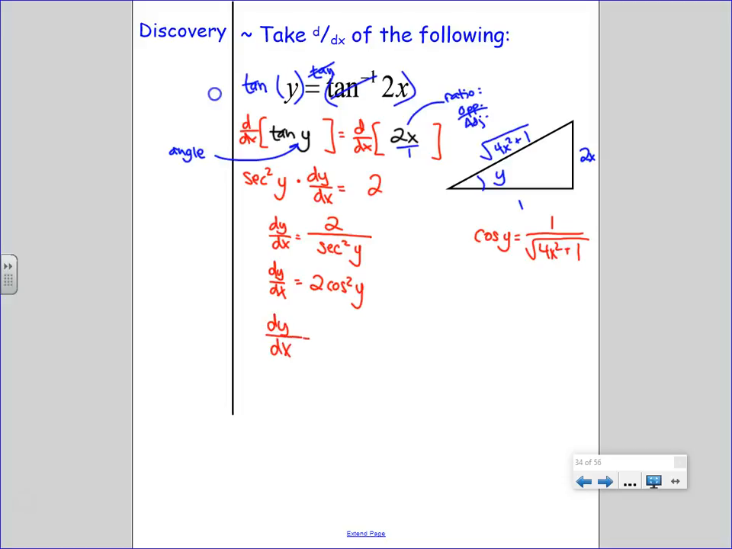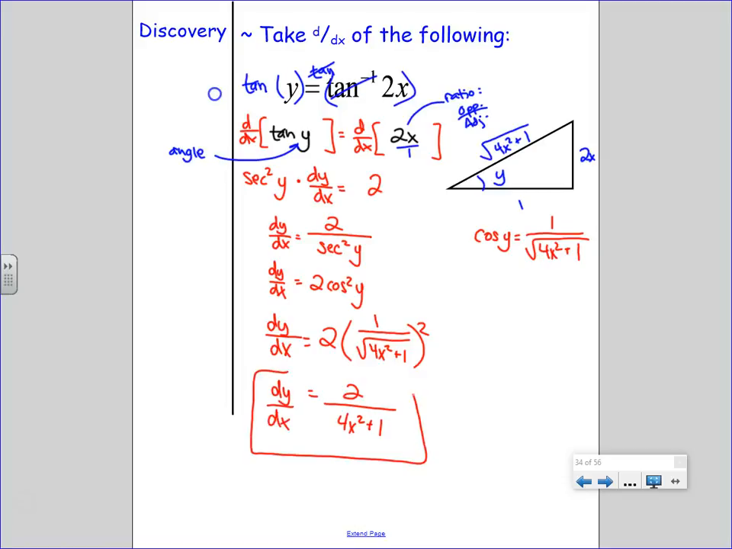So if the derivative is 2 times cosine squared of y, which is the same thing as 2 times cosine of y needing to be squared, I could say 2 times 1 over the square root of 4x squared plus 1, squared. Remember, don't get tricked by the trig notation. Cosine squared of y is the same thing as the cosine being squared. What happens when you square a square root? Bye-bye. So you end up with 2 over 4x squared plus 1.